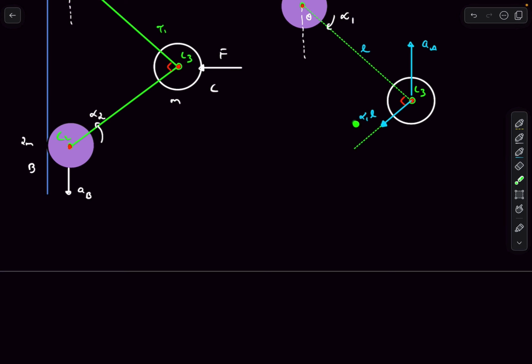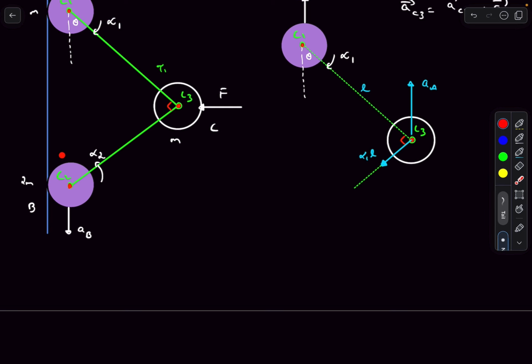So this is a geometrical fact. If you observe, this alpha 1 multiplied by L is along the rod C2, C3, right? Because this angle is actually 90 degrees. And we know alpha 1 L is perpendicular to the rod. So alpha 1 L turns out to be in the direction of C2, C3.